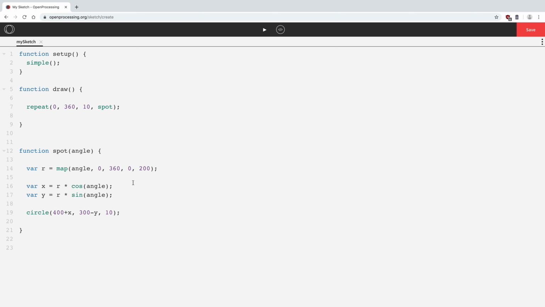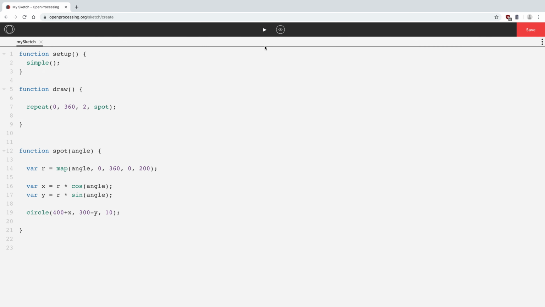We can say, let's make it go in much smaller angle steps, and let's see what that does before we continue. Oh, that's quite dense there. It's quite a nice design. Let's make the circle bigger, those little spots.